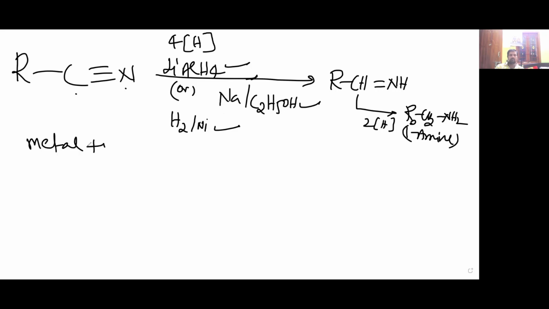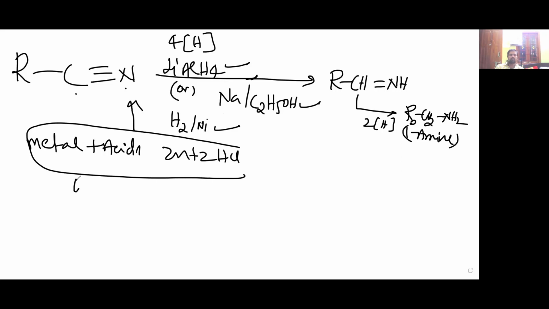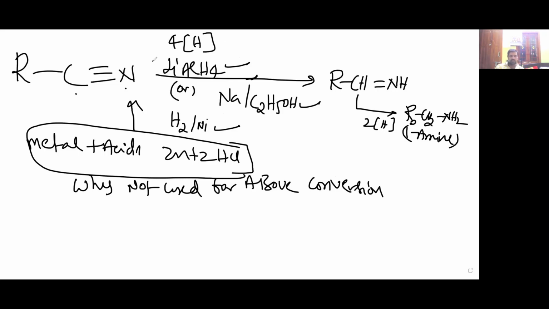And the most important thing, why we are not using strong metal acids in this. Strong metal acids, that means why Zn/HCl is not used in this conversion? What is the reason behind? The reagents we added are important. The reagents here are weakly acidic, and H2/Ni. Why did we not use this one? I will tell the reason. RC triple bond N has a lone pair. So in metal acid, how many hydrogens are there? 2 hydrogens are there.